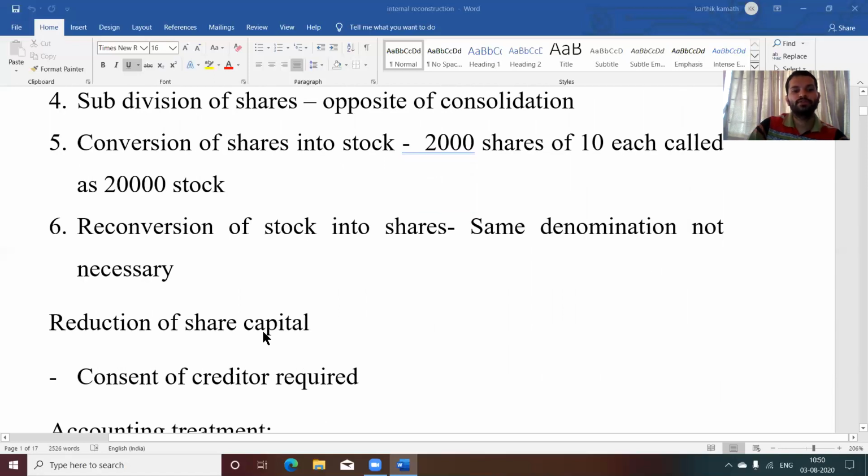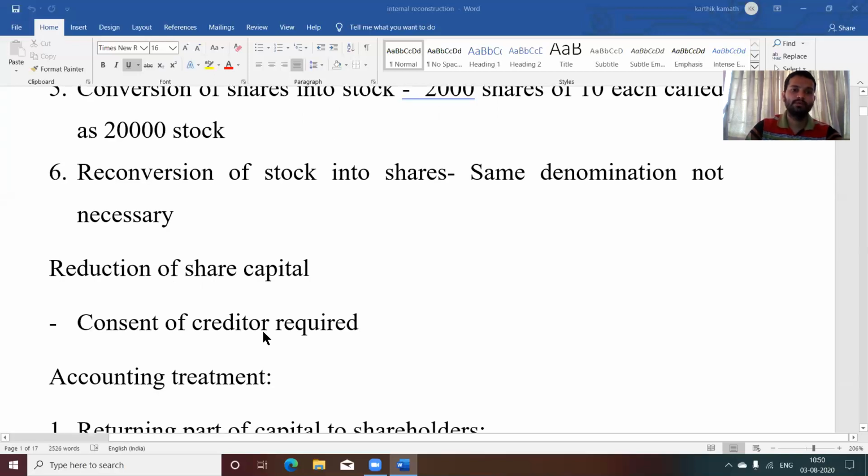Then reduction of share capital. The two main types are alteration of share capital and reduction of share capital. Now, reduction of share capital, how are you going to do it? Whenever there is a reduction of share capital, the consent of creditors is required. Without the consent of creditors, you cannot reduce the share capital.